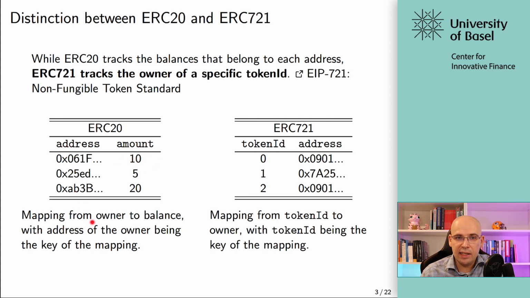So the mapping is from the owner to balance, with the address of the owner being the key of the mapping. So that's basically what you're asking for. And with 721, it's a little different. With 721, you have the token ID. So each and every one of these tokens has its unique ID. And then you assign an owner to that ID.